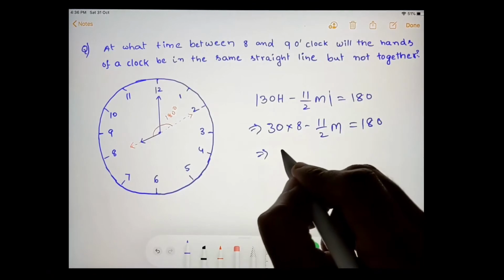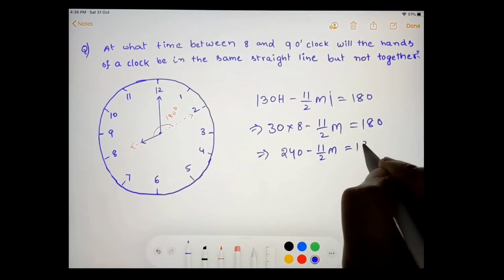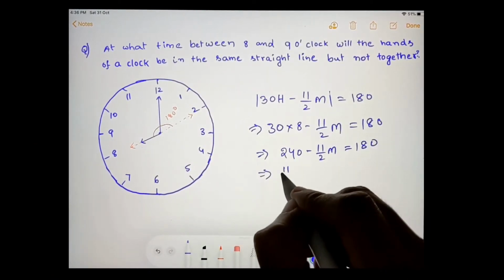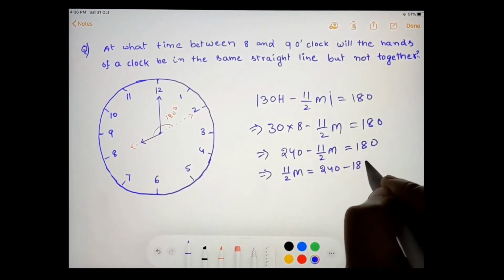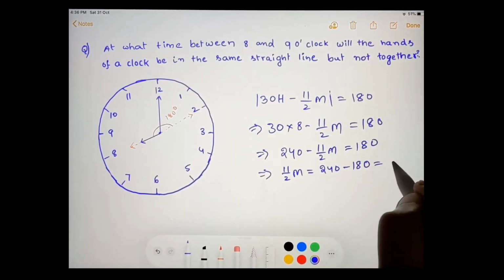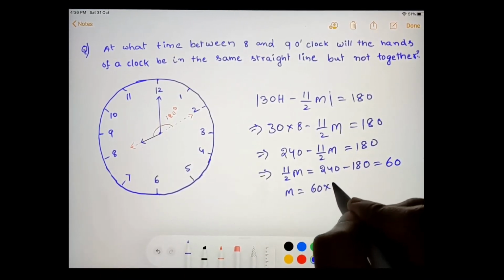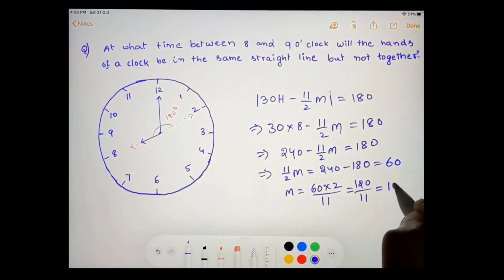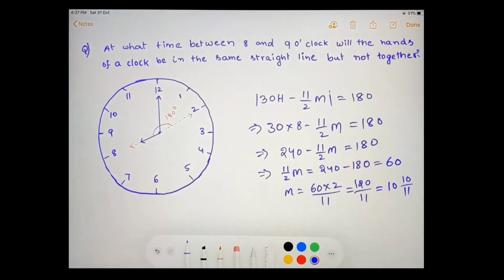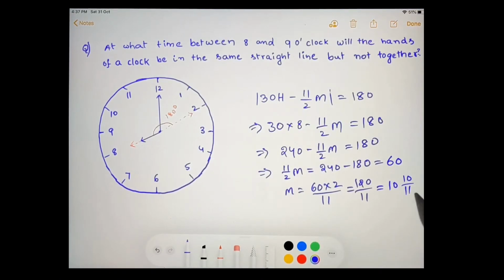And 30 into 8 is 240 minus 11 by 2 m is equal to 180. 11 by 2 m is equal to 240 minus 180. It will be 60. And m is equal to 60 into 2 by 11. It is 120 by 11. We can write this as 10 and 10 by 11. So the answer is at 8 hours 10 and 10 by 11 minutes, the long hand and short hand will form a straight line.